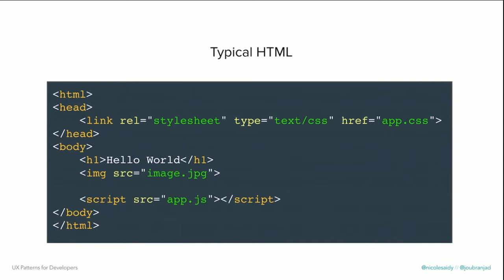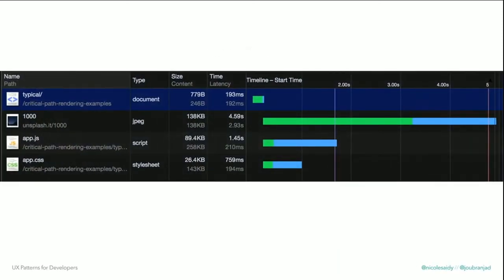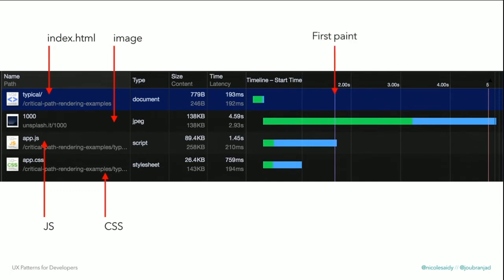And if we take this to the network tab with the 3G throttle connection, we can see that we're loading the index, the image, the JavaScript, and the CSS. The whole thing takes 5 seconds to load. And in this particular scenario, this is where the browser starts rendering on the screen.